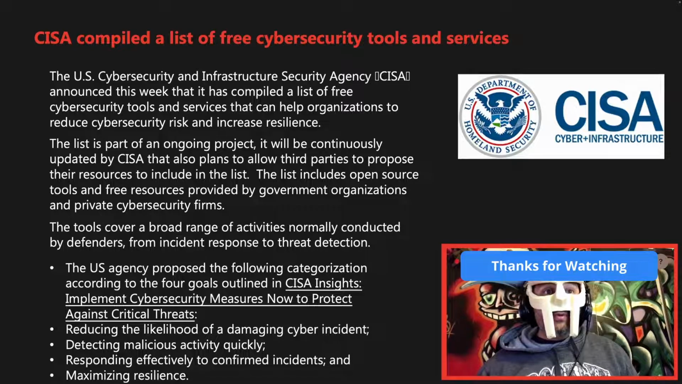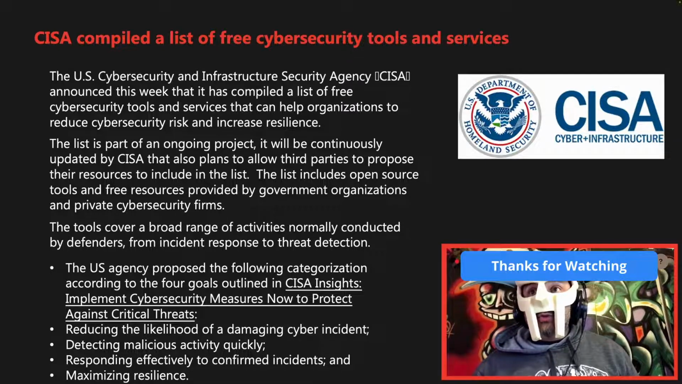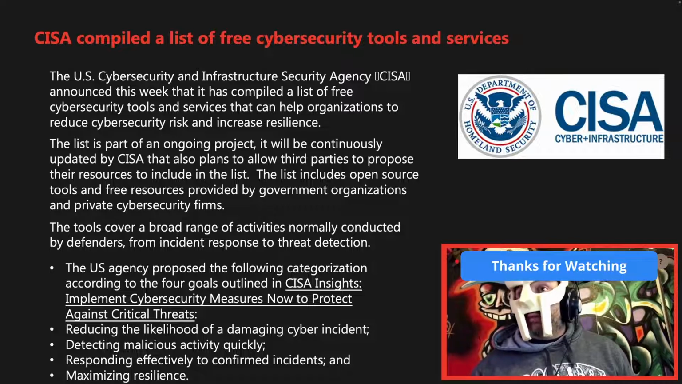The U.S. agency proposed the following categorization according to the 4 goals outlined in CISA Insights. Implement cybersecurity measures now to protect against critical threats, reducing the likelihood of a damaging cyber incident, detecting malicious activity quickly, responding effectively and confirm incidents, and maximizing resilience. The list already includes cybersecurity tools and services from major IT and cybersecurity firms, including ones provided by CISA, AT&T Cybersecurity, Cloudflare, Cisco, Center for Internet Security, CrowdStrike, Google, IBM, Microsoft, Mandiant, Splunk, SANS, SecureWorks, Tenable, and Palo Alto Networks. The list also includes tens of tools that are open source.